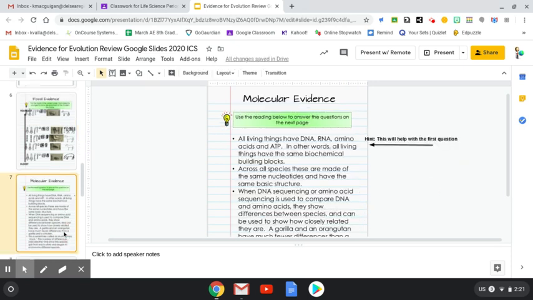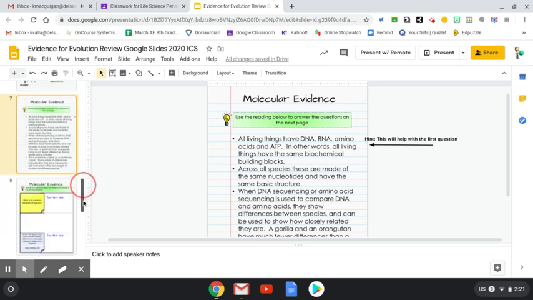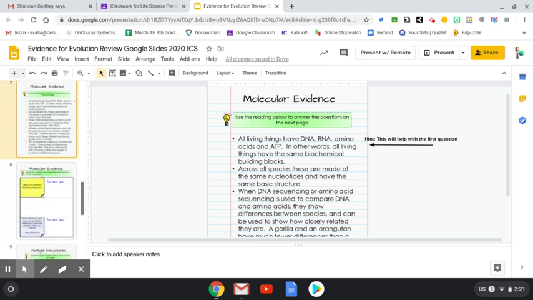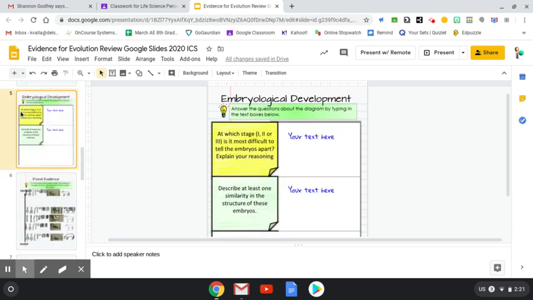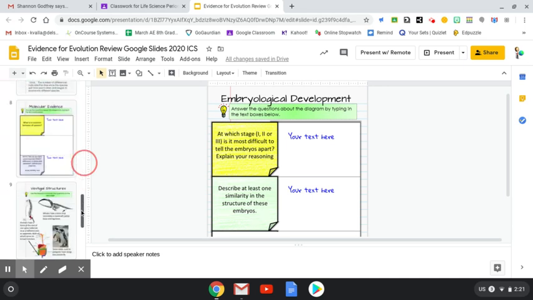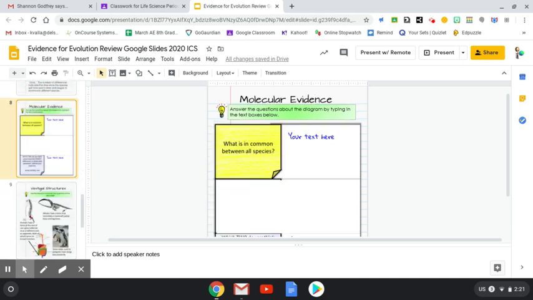Next, use the reading below to answer the questions on the next page. If you look here, hint, this will help you with the first question. Molecular evidence is usually talking about DNA, or how many amino acids they have in common, or the DNA commonalities. Sometimes you'll be given a percentage or how many differences there are. The lower the number, the more closely related they are. If you read through this background here, that will help you with that. So there are the respective questions. There's a couple questions there for you to answer.